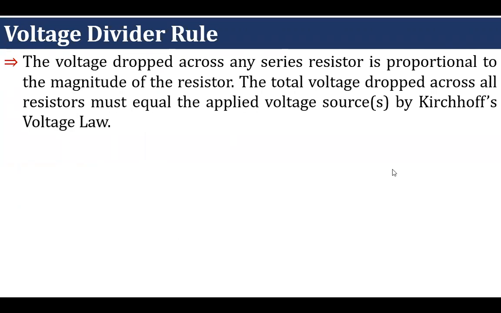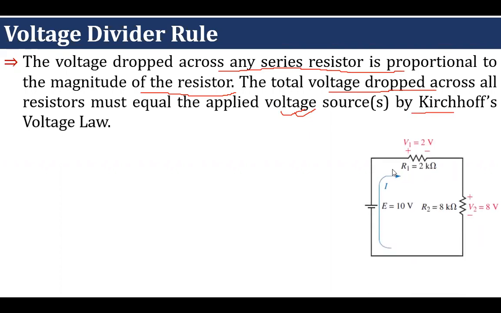We know that the voltage drop across any series resistor is proportional to the magnitude of the resistor. The meaning is that if the resistor value is small, the voltage drop will be small. If the resistor value is large, the voltage drop will be large. And at the same time, the total voltage drop across all resistors must be equal to the applied source voltage, as per Kirchhoff's voltage law.